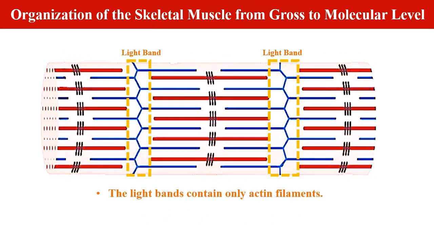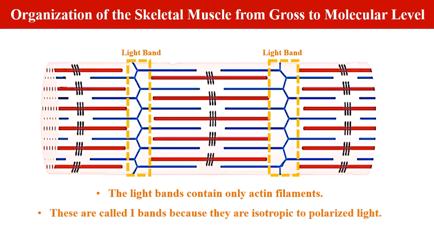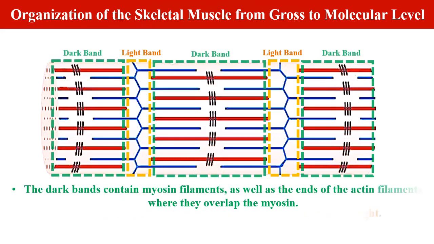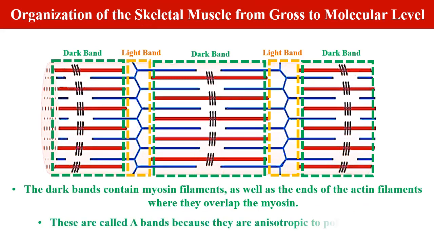The light bands contain only actin filaments. These are called I bands because they are isotropic to polarized light. The dark bands contain myosin filaments as well as the ends of actin filaments where they overlap the myosin. Dark bands are called A bands because they are anisotropic to polarized light.